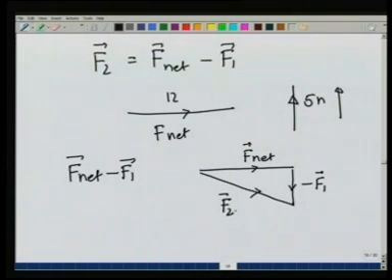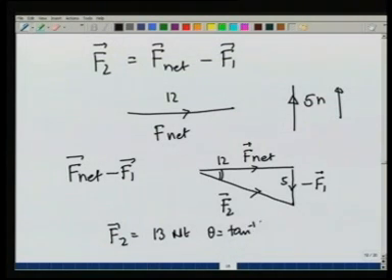You can see that F 2 is going to be 13 newtons, because this is 12, this is 5, at an angle theta equals tangent inverse 5/12 towards south from the east. So, I have given you two examples, one in which we added two vectors and one in which we subtracted one vector from the other.